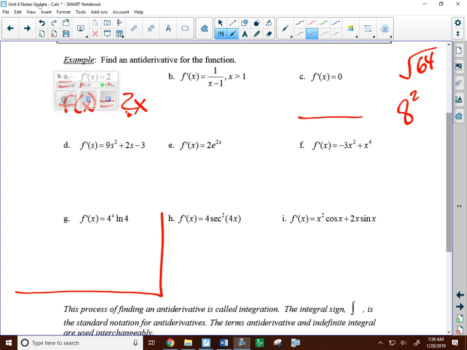So again, good work out there. Let's do a review. I'll just go in order. I actually think B is one of the harder ones from A through G. Anybody think of what could be an antiderivative for part B? This is from Unit 4.